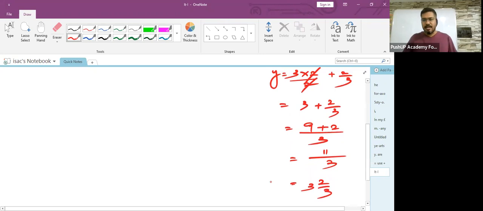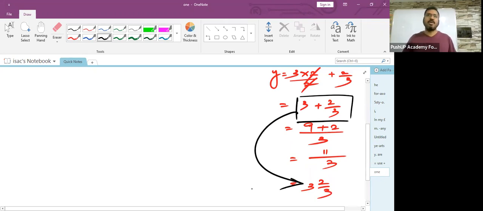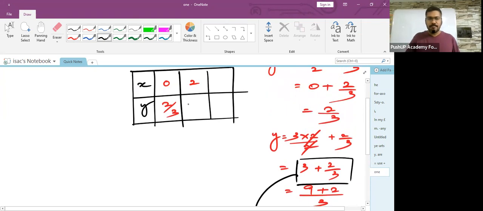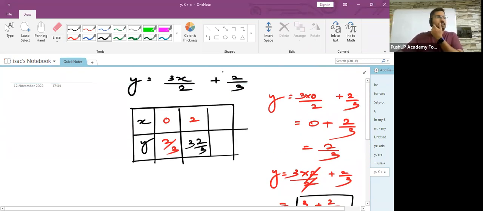So that is why, children, rather than doing so many steps, I told you 3 plus 2 by 3 is what? 3 2 by 3. Shortcut. Okay, it's just a shortcut. 3 plus 2 by 3 is what? 3, 2 by 3. So let me write it here. 3, 2 by 3. What is the next value of x that you want to take?